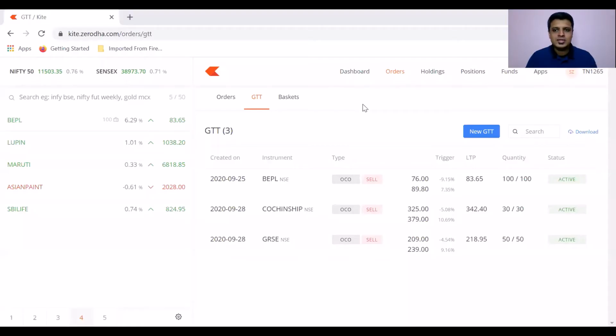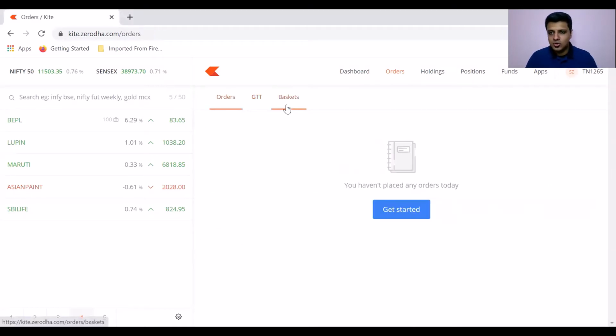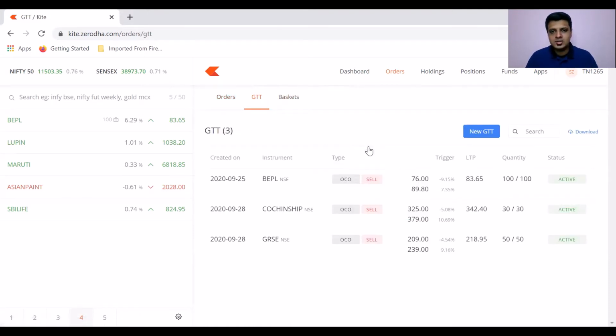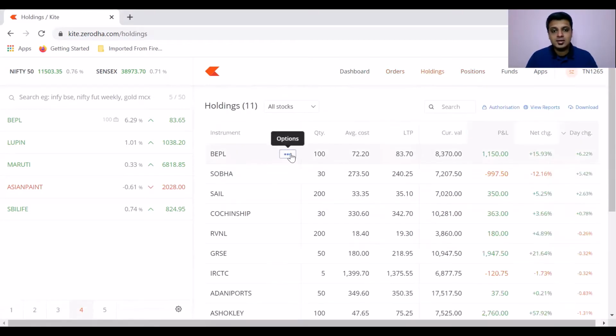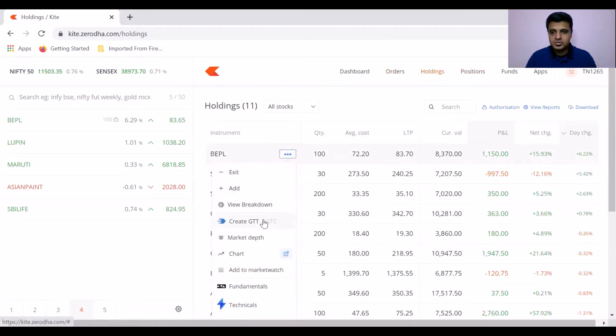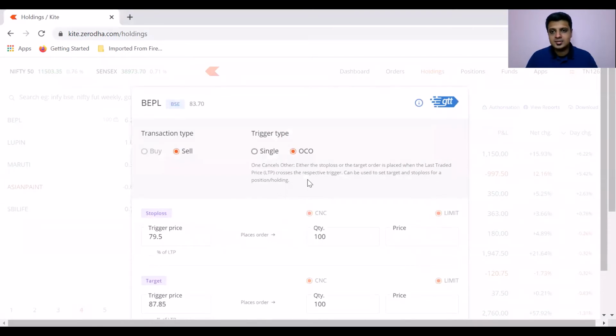Okay, so let me take you to my Zerodha account. Here you can see, for example, three GTT orders that I have. So how do we get to here? First of all, if you go to your orders, you will see orders, GTT, baskets. You can either give a normal order, a GTT order, or a basket order. You click GTT, and you can do it two ways. Either you go to your positions or holdings, click on one of your shares, and then click GTT.